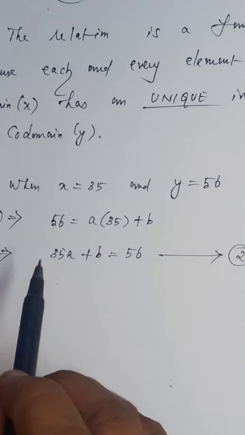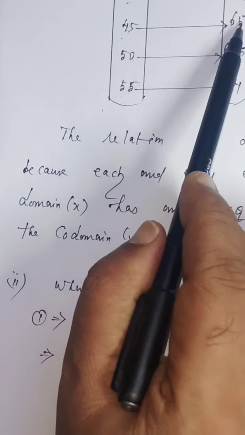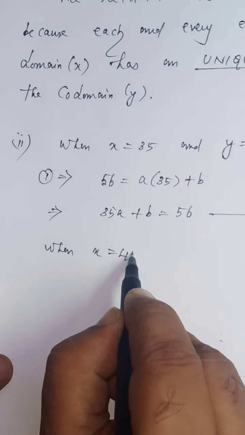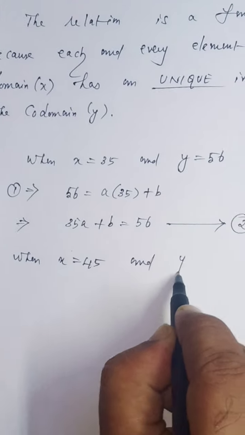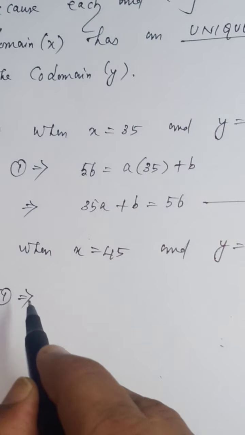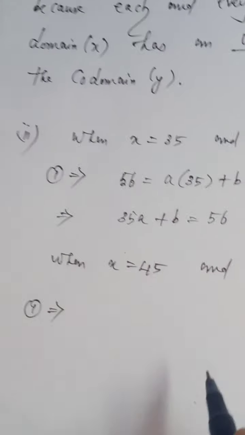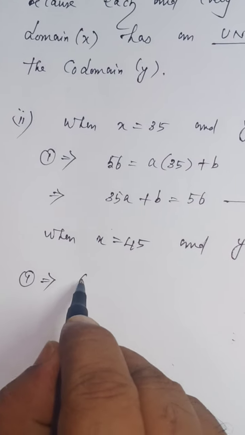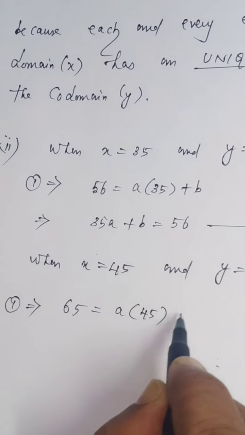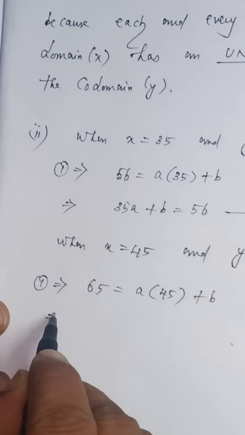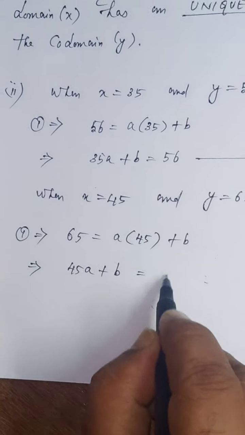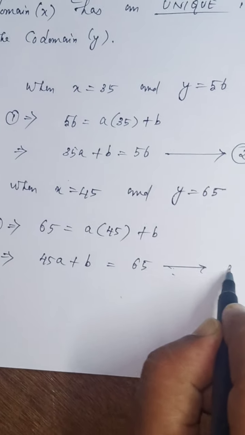Now I am going to take another pair, 45 and 65. When x equals 45 and y equals 65, the same equation number 1 implies, substitute the values of x and y in equation number 1. 65 equals a into x value 45 plus b, which implies 45a plus b equals 65. That is equation number 3.